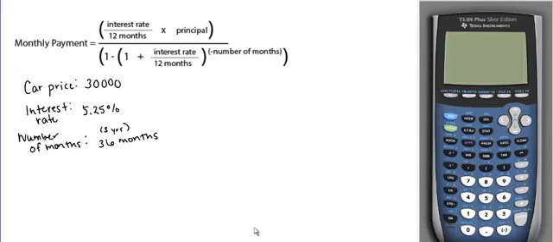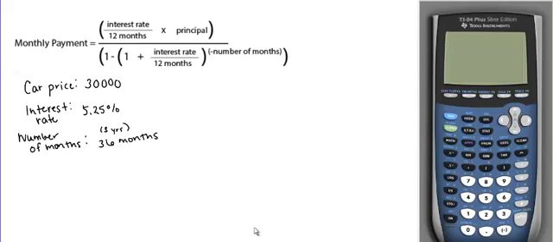Today we're going to be talking about how to calculate the monthly car payment on a loan. So we're going to be using this formula. The car price we're going to be working with is $30,000 and the current interest rate is going to be 5.25% on the loan that we're going to be taking out from the bank or car dealership.